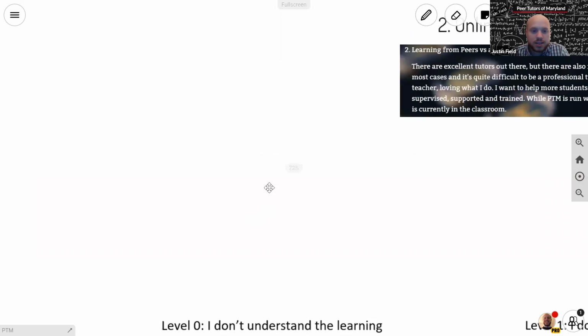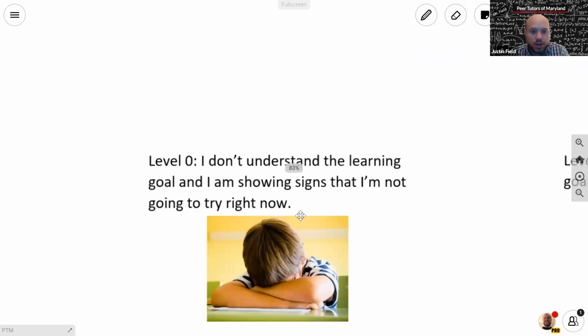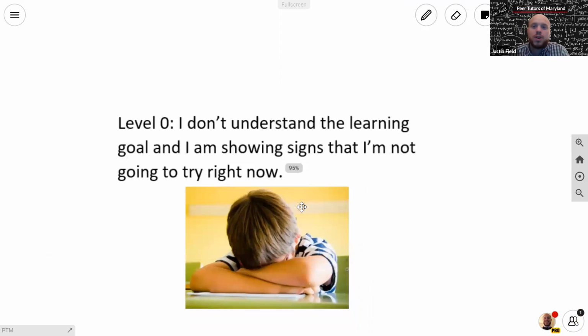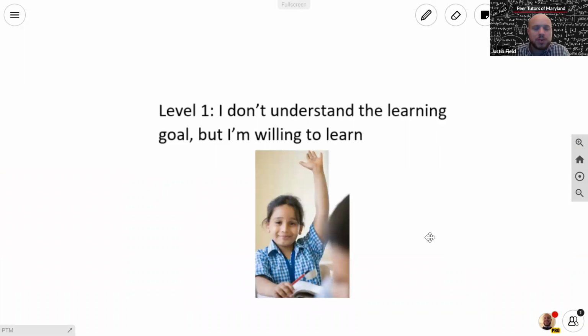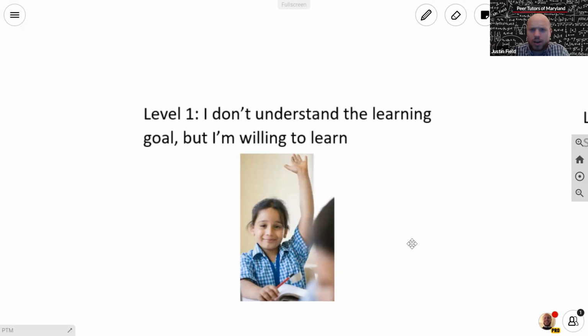I created this system over the course of time when I had some time to really think about learning during a standardized test. That's when I started it. And I thought, well, some students start off at level 0, or they don't start off, but they get frustrated and go to level 0. And that's this guy with their head down. But hopefully most come into the classroom at level 1. They don't know anything yet, but they are ready and willing to learn.